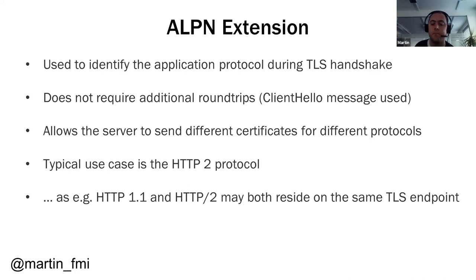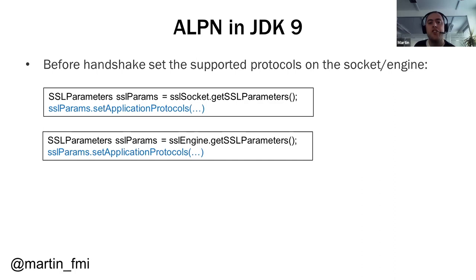Before the handshake process is triggered from the corresponding SSL socket or SSL engine instance, you need to specify the application protocols that are supported for both the client and the server. You can do that by calling the set application protocols method on the SSL parameters instance that specifies parameters for either the SSL socket or SSL engine instance being used.